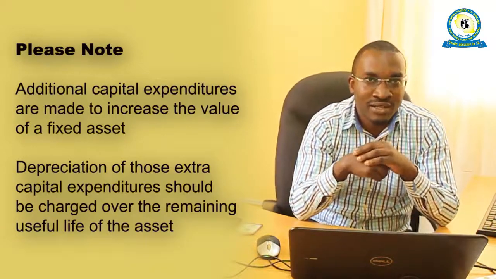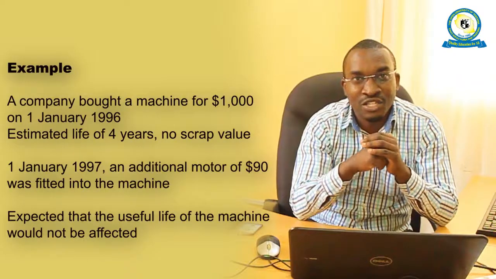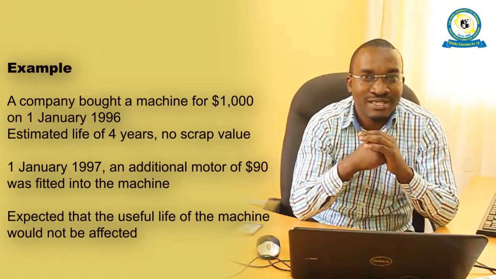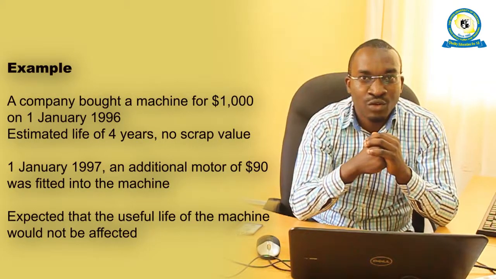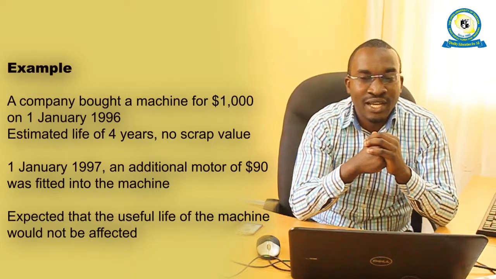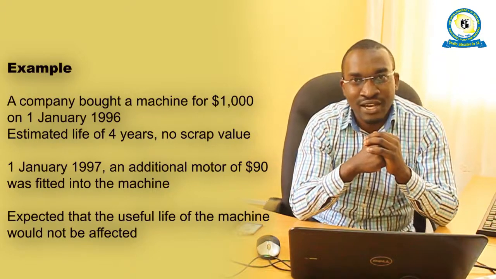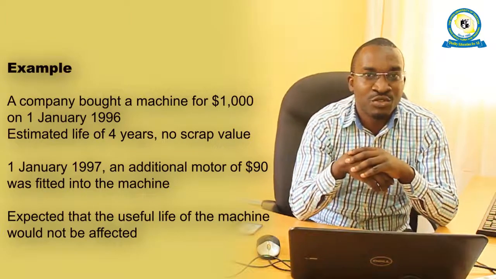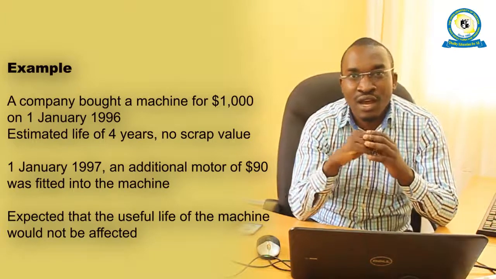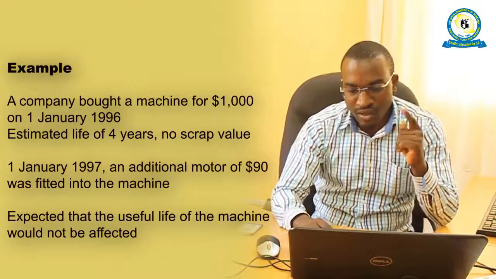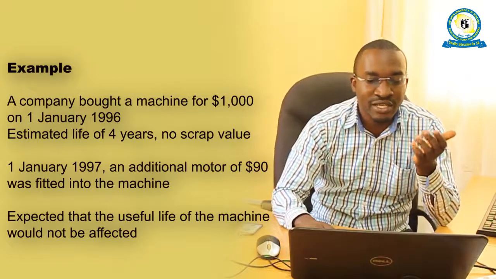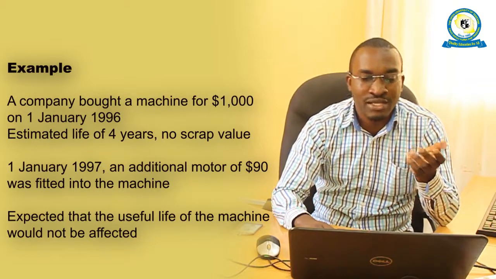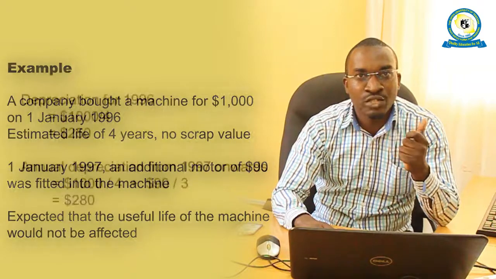Assume that we have a company, and the company bought a machine for $1,000 in January 1996. And then the estimated life of that machine is 4 years. We are also going to assume that there is no scrap value. And again, on January 1st, 1997, an additional motor of $90 was fitted into the machine. The expected useful life of the machine is not going to be affected by the additional asset. Now, let us see how we're going to deal with it.